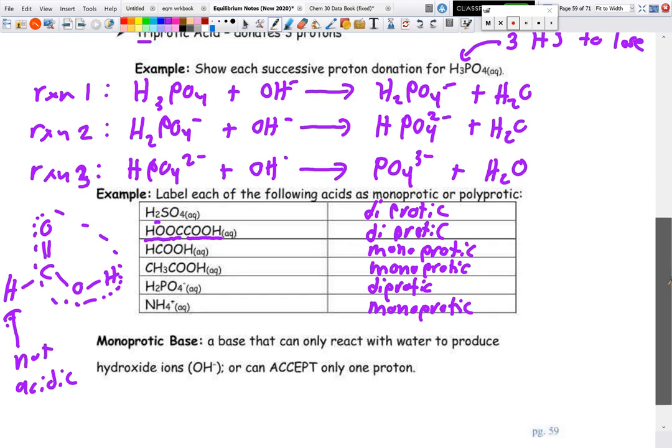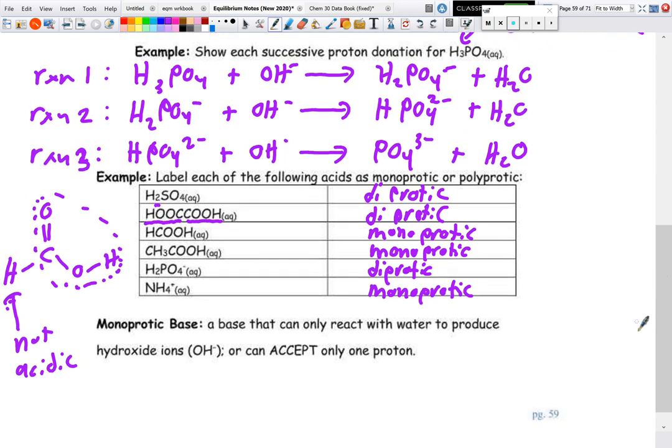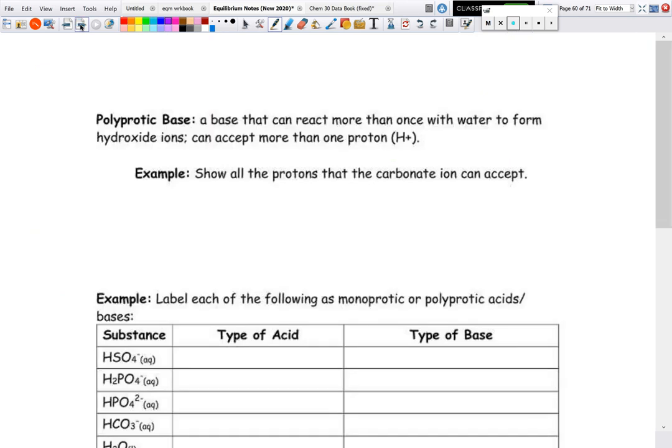Now, this whole thing about mono and diprotic, we can say the exact same thing with the bases. We know a monoprotic base is a base that can react once and only once, accepting only one proton, whereas our definition of a polyprotic base is a base that can react more than once, with water or an acid to form hydroxide ions, and it can accept more than one hydrogen.